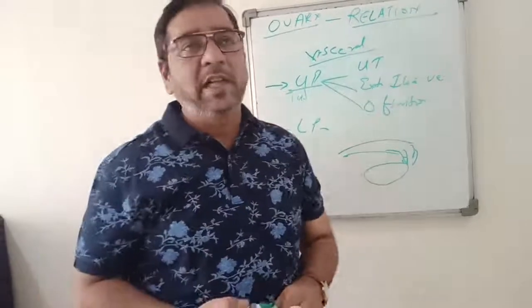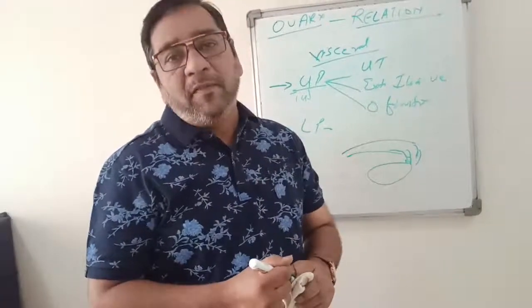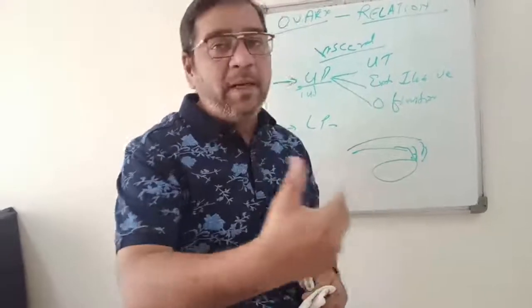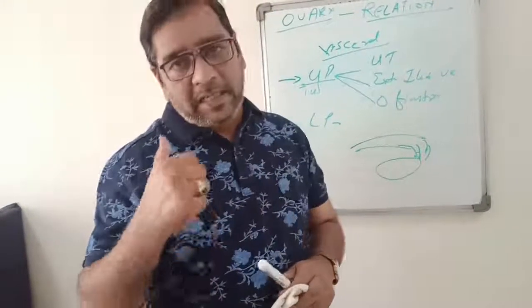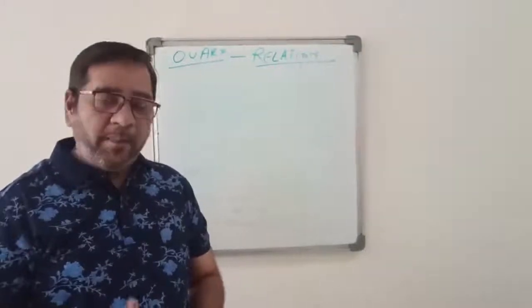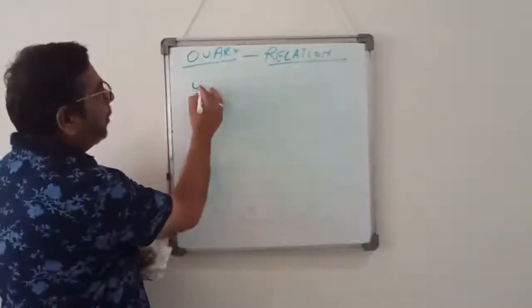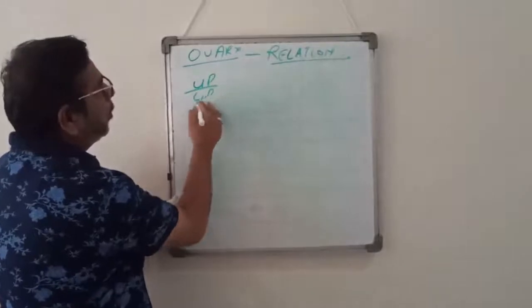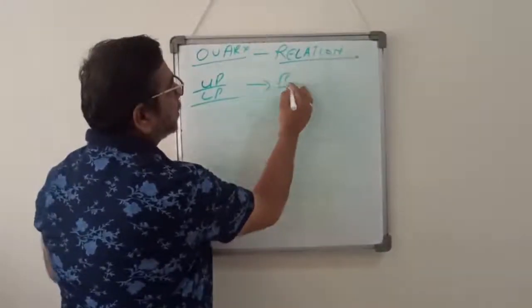You can have the relations with the pelvic floor, which is connected with the pelvic fascia and the pelvic ligament. Anterior border and posterior border. So we have spoken about the upper pole, the lower pole. Now we will be talking about the borders.